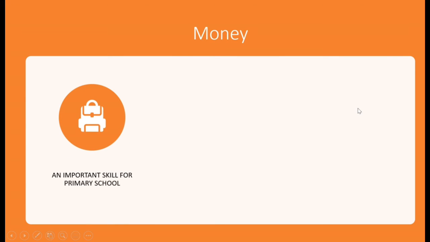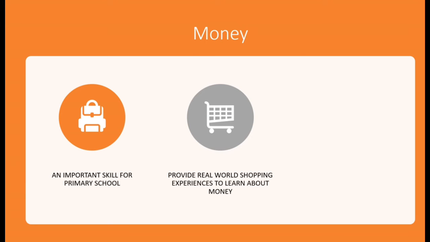Right, next on, we'll be talking about money. Money is a very important skill for primary school. So they will need to have some money concepts in order to be able to buy food or buy items from school. So having such skills enables them to develop self-help skills and also helps them to build confidence to manage tasks independently. So do provide real-world shopping experiences to help them learn about money. Whenever there are any opportunities, get them to look at the price tag of the items that they want to buy, and thereafter discuss how you can form the money that's needed to pay for that item.